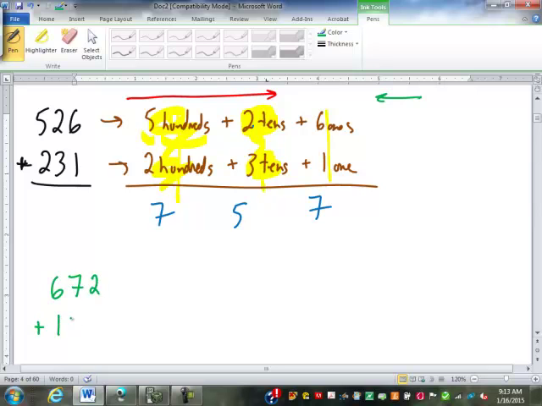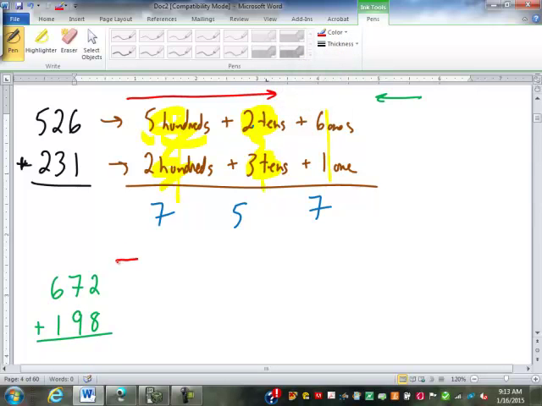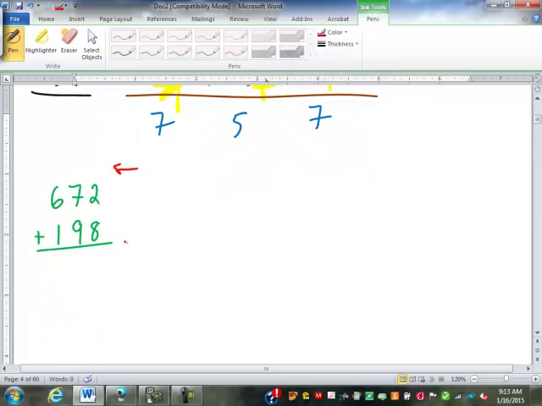672 plus 198. We've been taught to start on the right and work our way backwards to the left because we run into this. 2 plus 8 is 10. Well, we can't have 2 digits there, so we're going to keep the 0 and carry the 1. 1 and 7 is 8, plus 9 is 17, so we're going to keep the 7 and carry the 1. 1 and 6 is 7, plus 1 is 8, so 807.